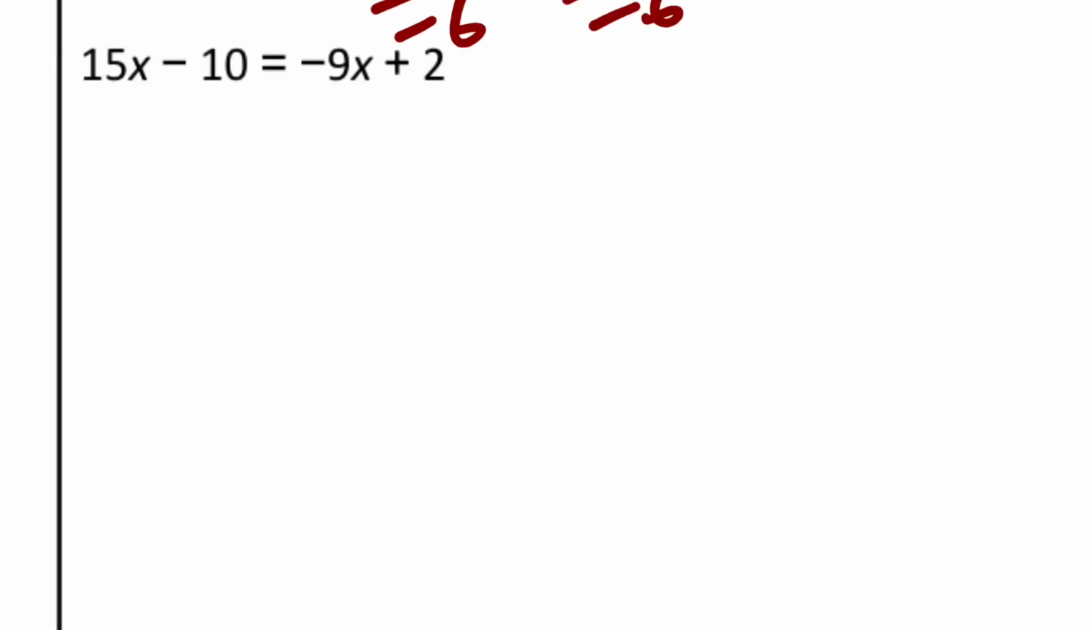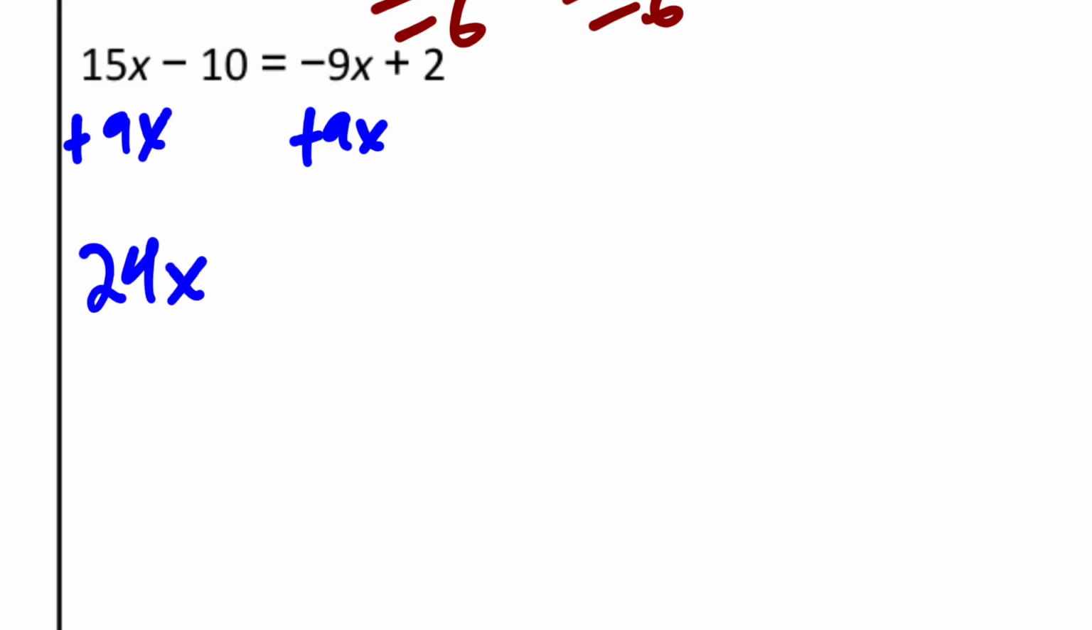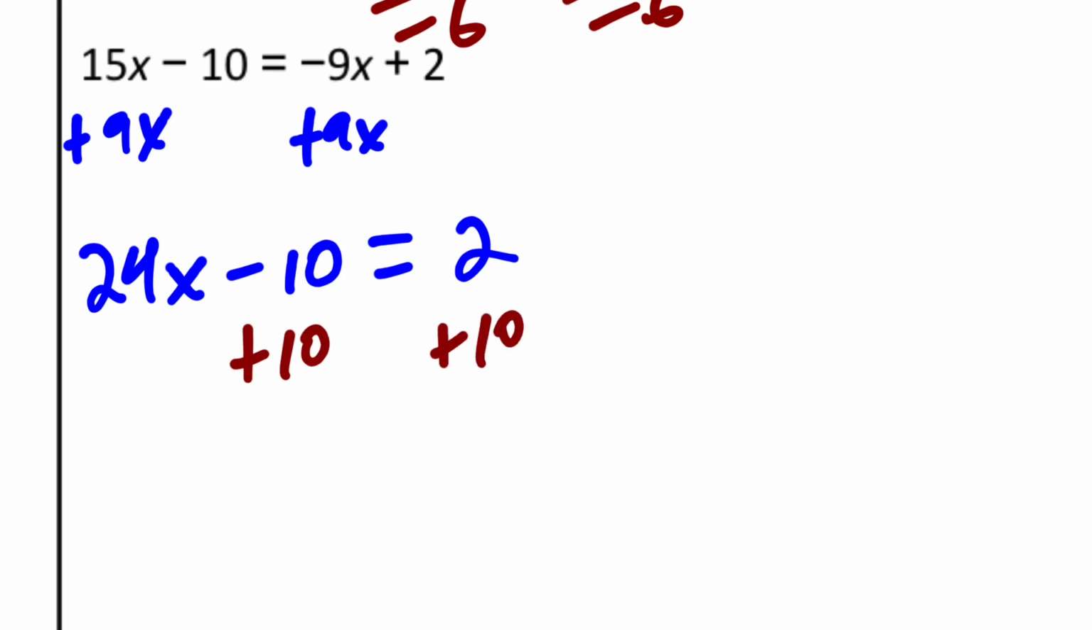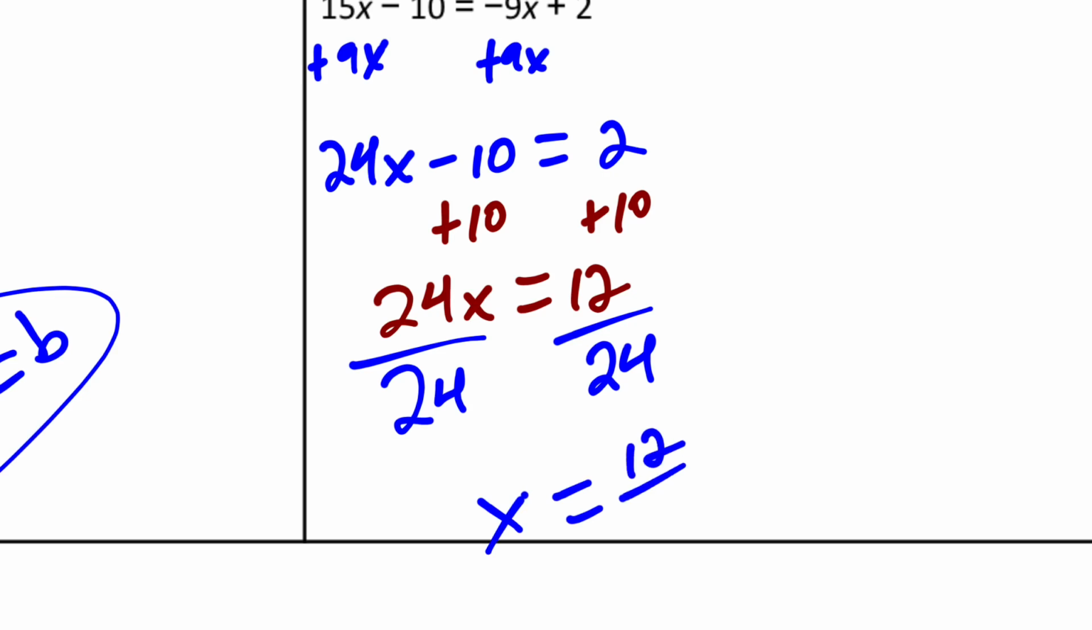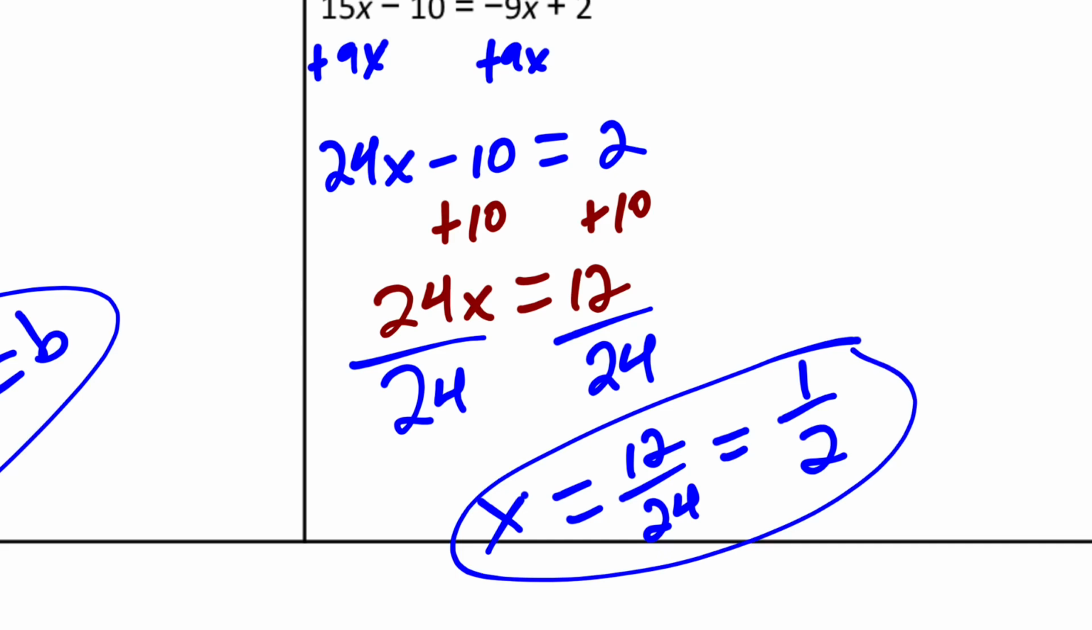Last problem. If we add 9x to both sides, we now have 24x minus 10 is equal to 2. Then we can add 10 to both sides. And the most common mistake I see at this point is that people see 24 and they see 12 and they assume that the answer is going to be 2. So they take 24 divided by 12 and they get 2. The reason why that's wrong is you always have to divide by whatever's in front of x. So in this case, 12 over 24 can be reduced down to 1/2. And there's your answer. Not 2.